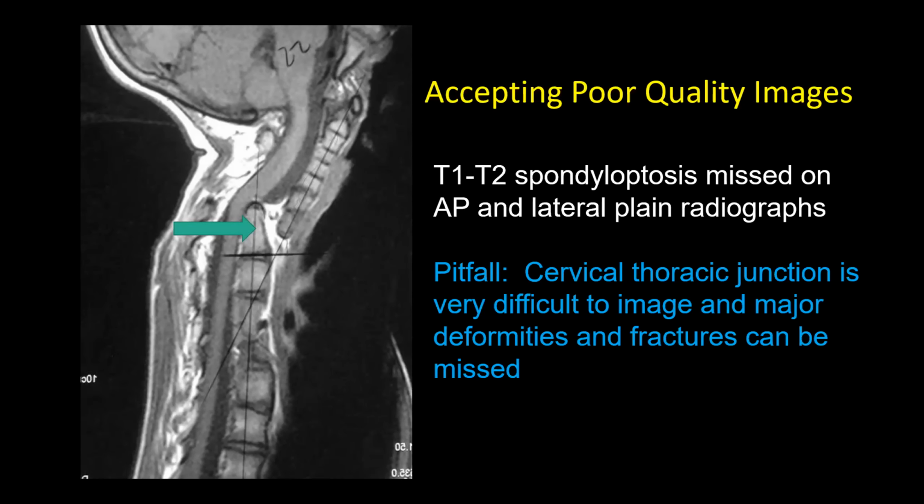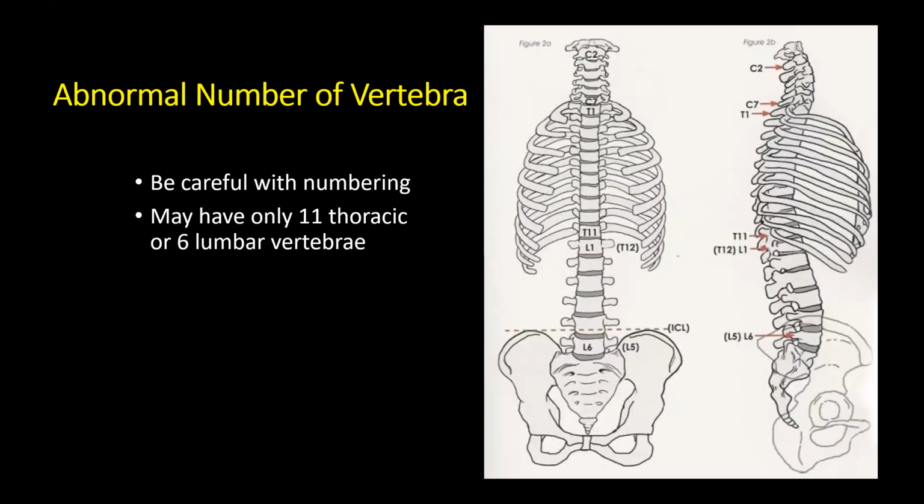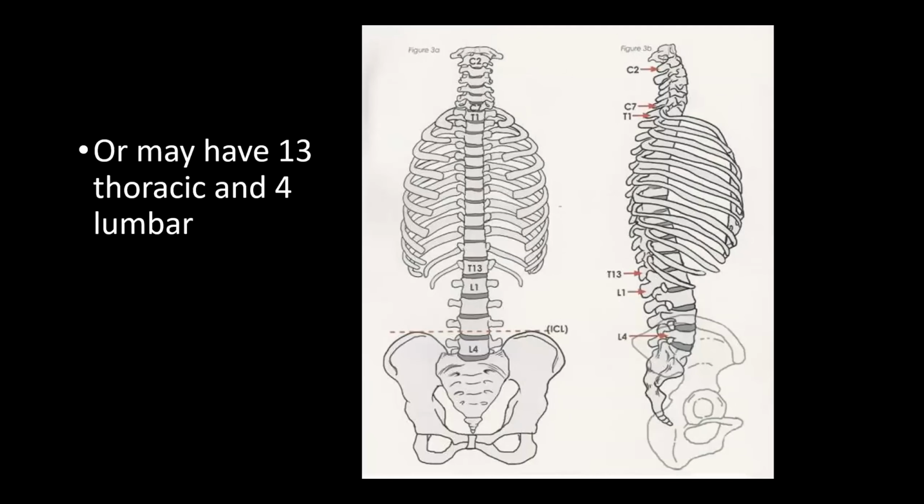And one of the pitfalls is that the cervicothoracic junction is a difficult area to image, and major deformities and fractures can be missed. So pay attention to this area. Sometimes you do need advanced imaging in this area. Abnormal number of vertebrae, those are often easy to miss. Be careful about the numbering. You may have 11 thoracic or 6 lumbar. You may have 13 thoracic and 4 lumbar.